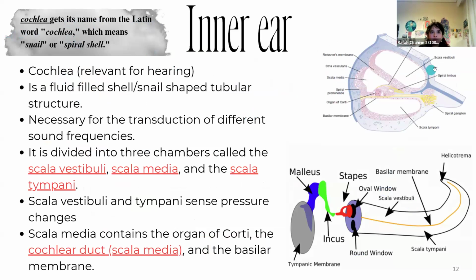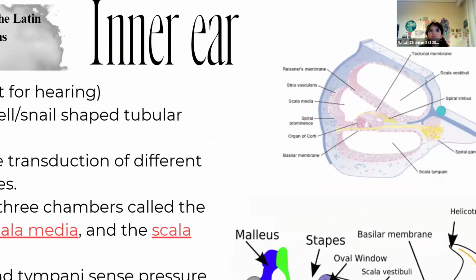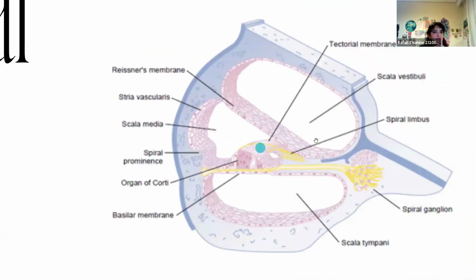These are the 3 chambers. Hopefully, oh yay, the Zoom worked this time. Okay, here are the 3 chambers. We have the scala vestibuli, scala media, and scala tympani.